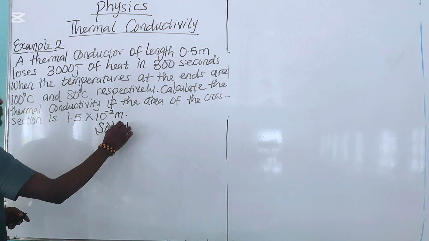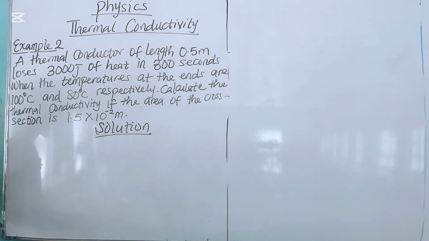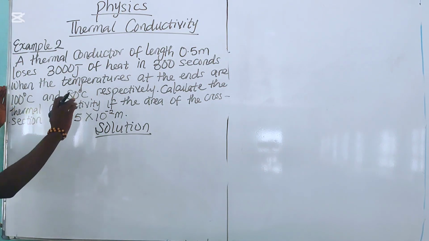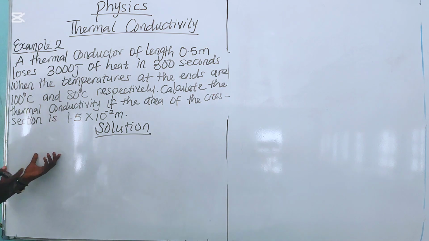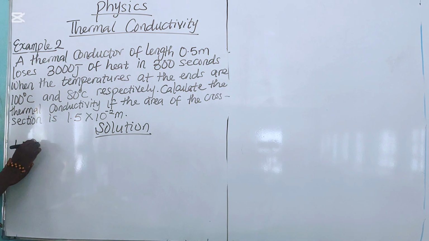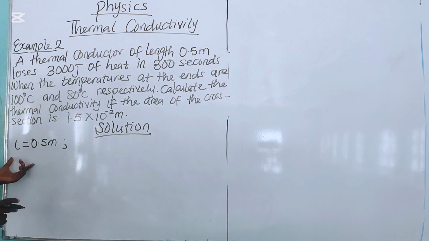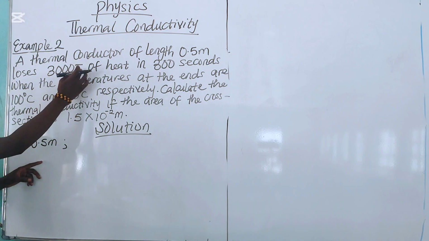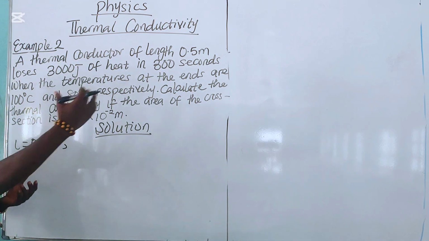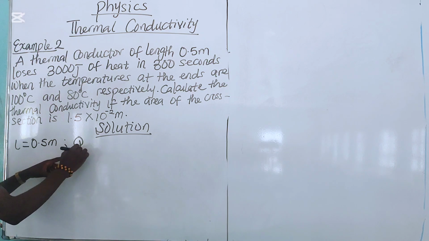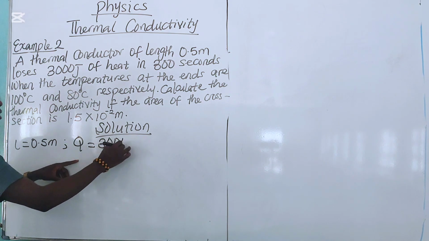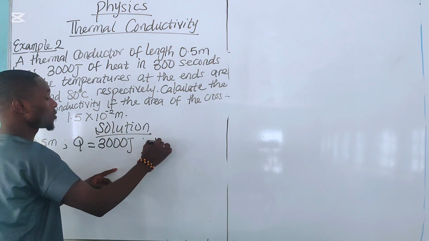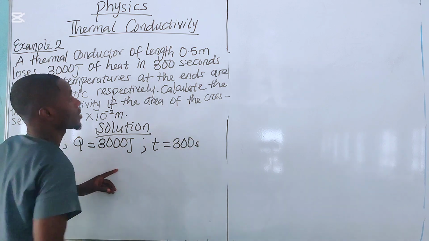All right, solution. Okay, so let's write down the parameters from the question. We are told that a thermal conductor of length 0.5 meters. That is the what? The length of the material. So L is 0.5 meters. Okay, and it loses 3000 joules of heat in 300 seconds. So 3000 joules of heat, that is the quantity of heat that is being transferred or lost. So Q is equal to 3000 joules in 300 seconds. That is the what? The time taken. So T is 300 seconds.